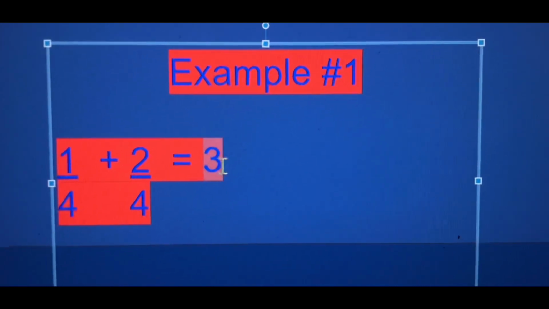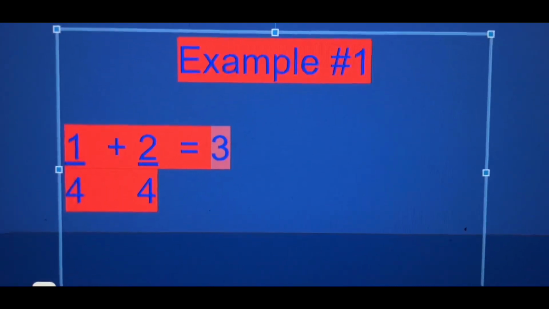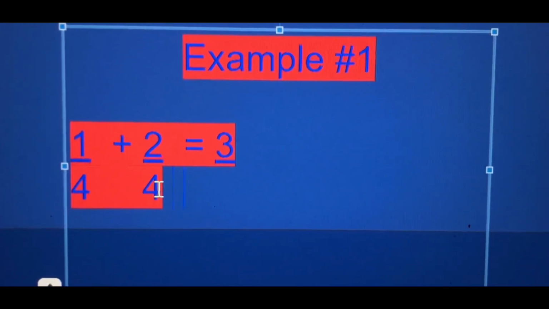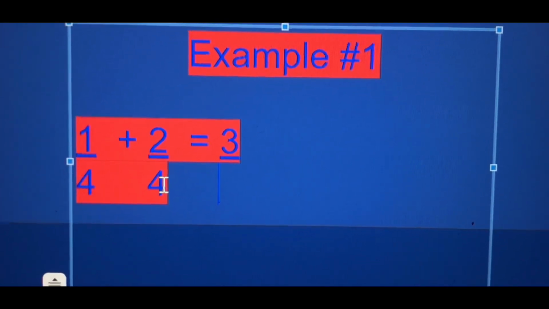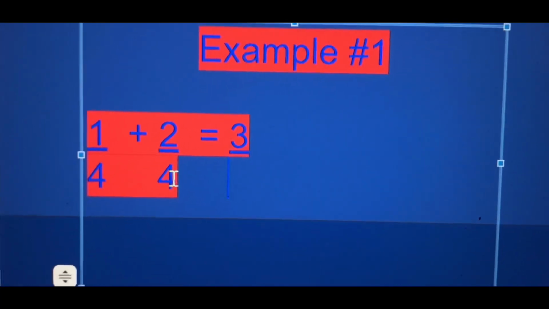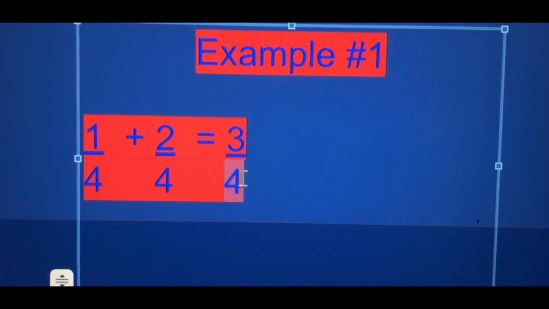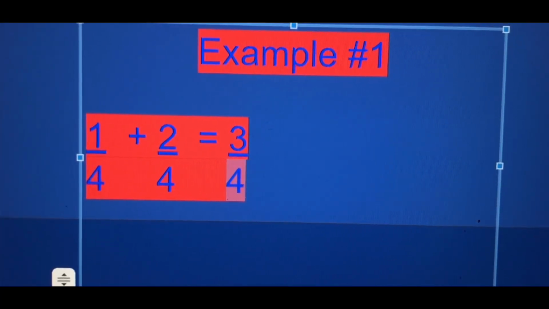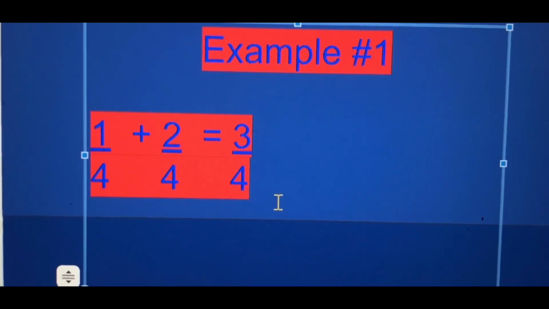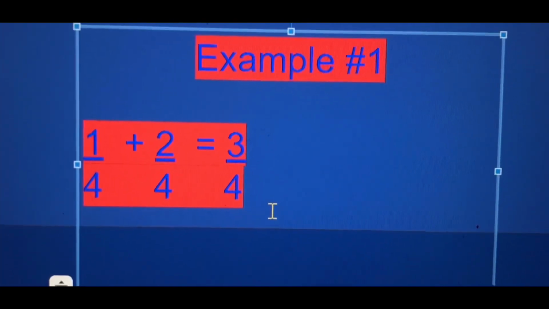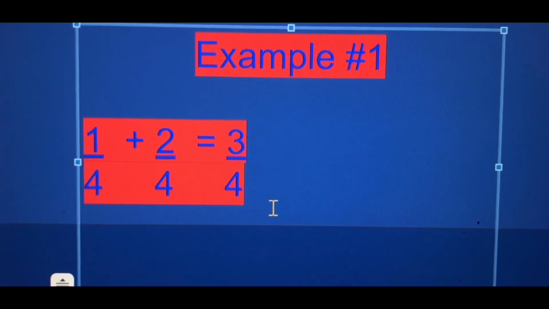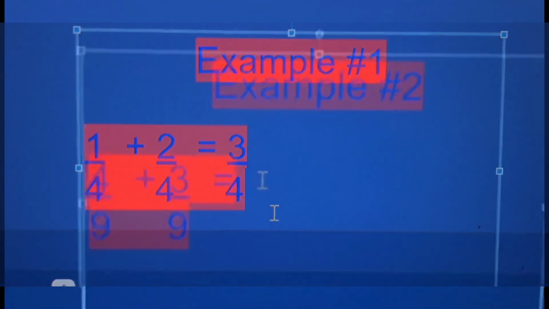To make the line for the fraction, I just underline it. And whatever the number in the denominator is, whatever the bottom number is, that stays the same. So since the denominator in this problem is 4, it's just going to stay the same on the bottom. So 1/4 plus 2/4 equals 3/4. And that is our first example.